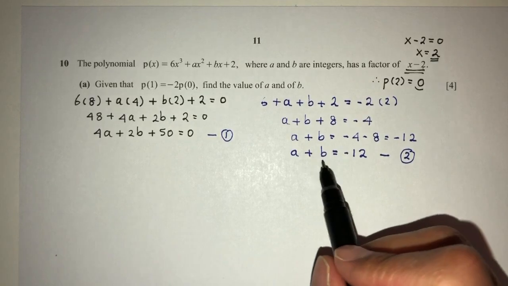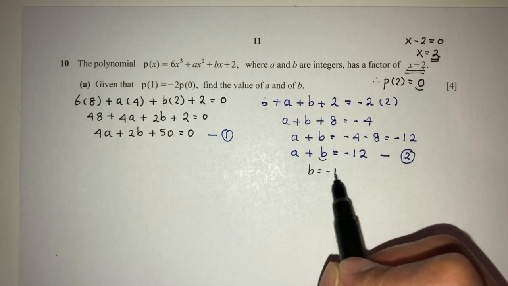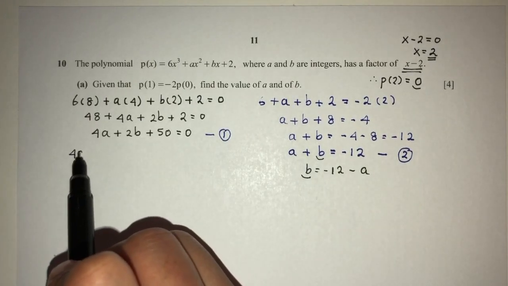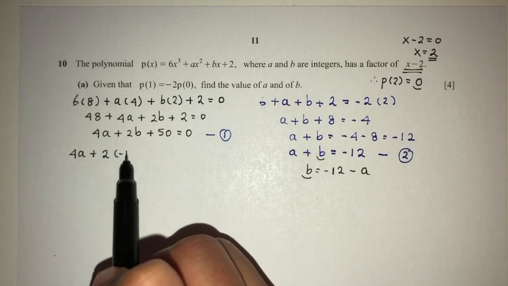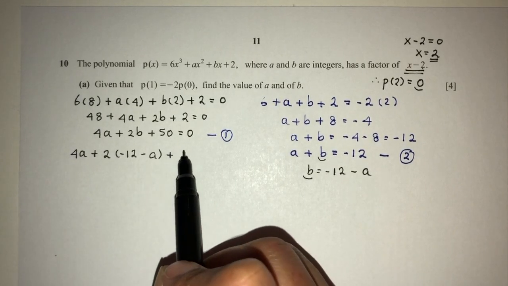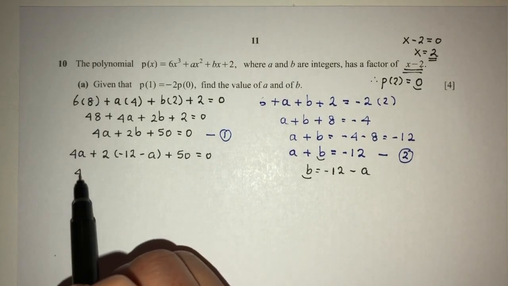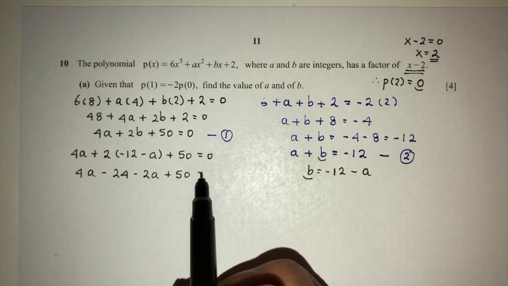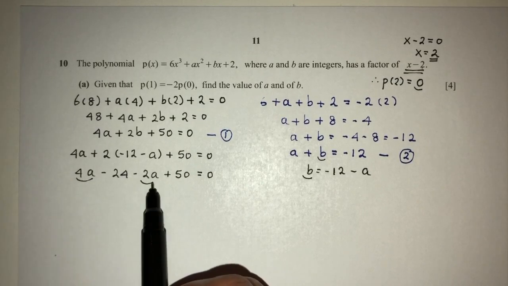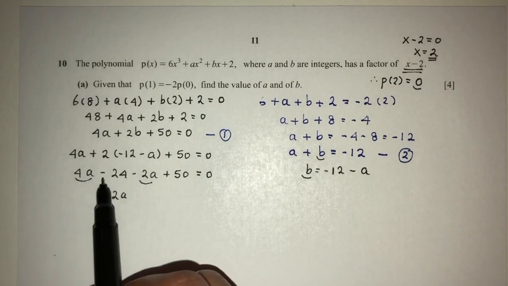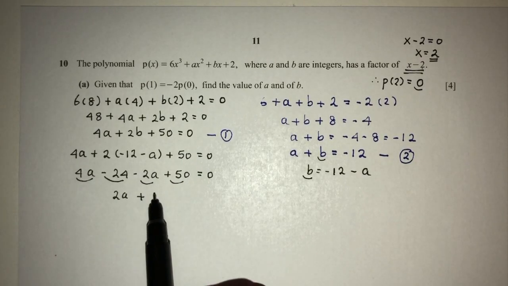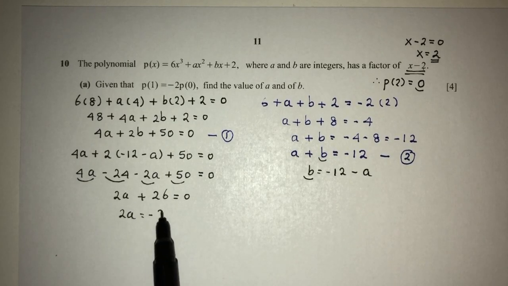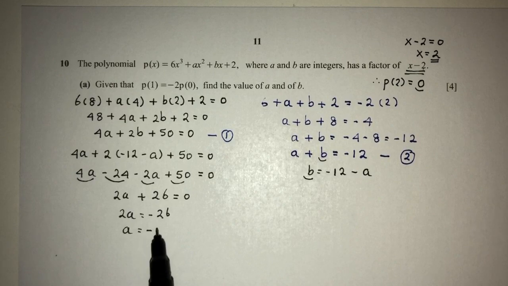So let me just make b my subject. B will be minus 12 minus a. Replace this in my equation here. You'll have 4a plus 2b, b is minus 12 minus a, plus 50 has to be 0. So 4a minus 24 minus 2a plus 50 is 0. 4a minus 2a, that should be 2a. And we have minus 24 plus 50, that should be plus 26. So 2a has to be minus 26, a has to be minus 13.